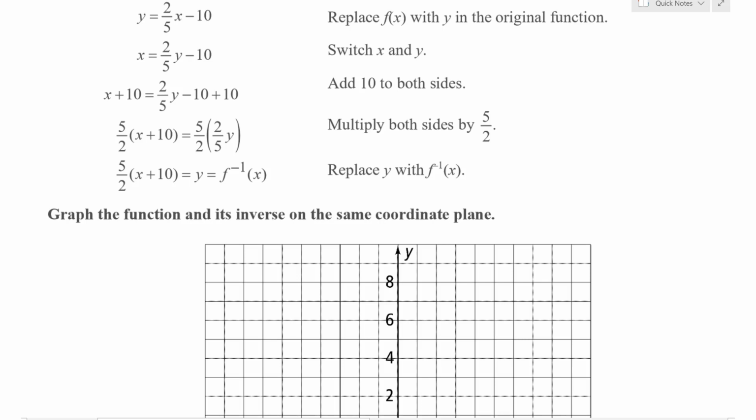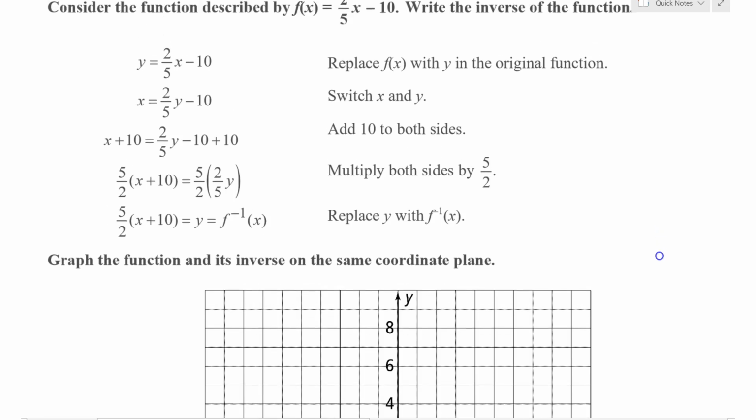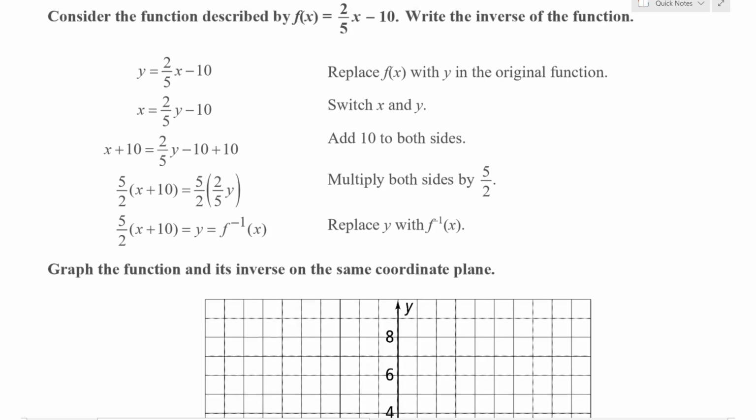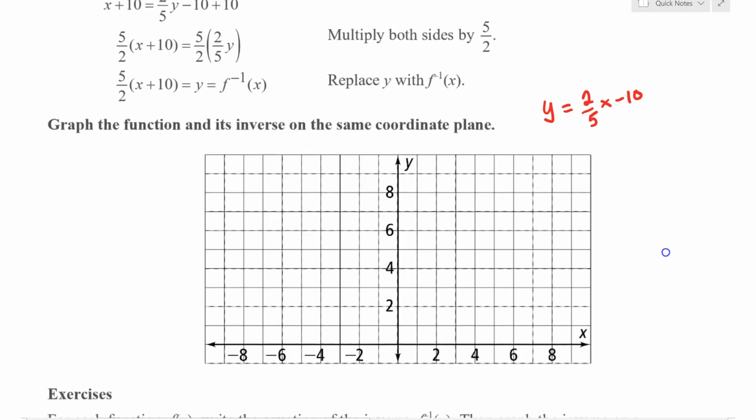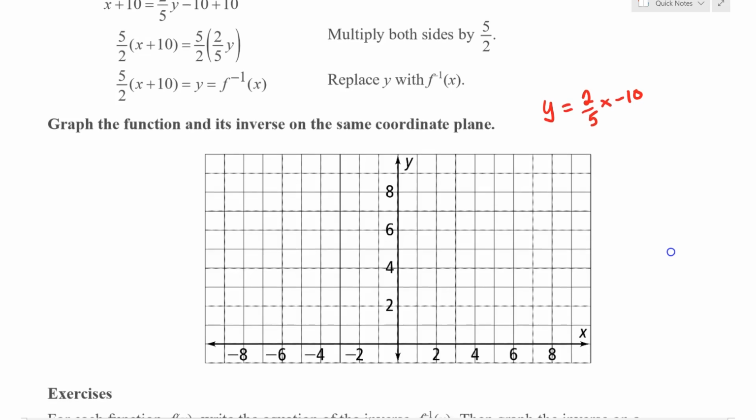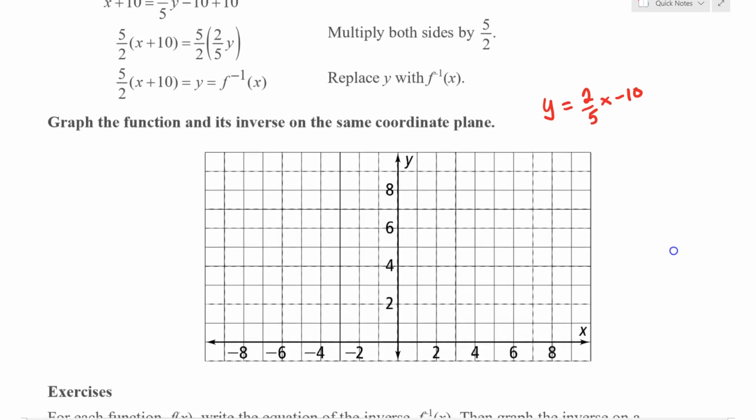It says graph the function and its inverse on the same graph. So I'm going to go ahead and graph the original function, y equals 2/5 x minus 10. We know that the y-intercept is -10, and of course we can't show it there. We can come up with a table if we wanted to, with x and y, and we'll start with 0.